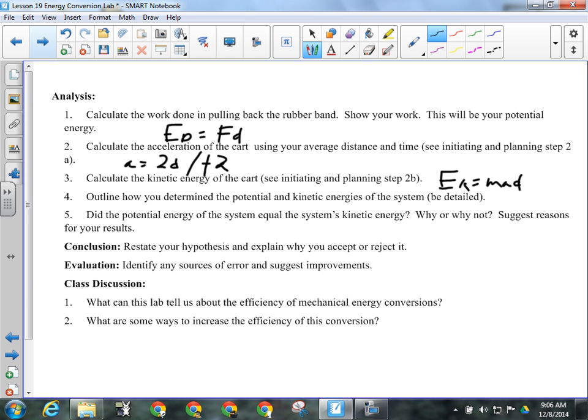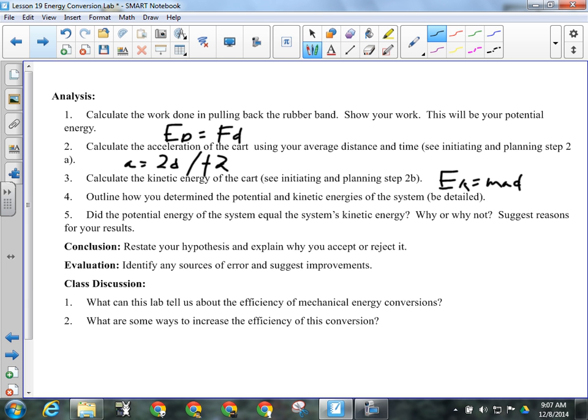And then number 5, did the potential energy of the system equal the system's kinetic energy? Why or why not? Suggest reasons for your results. That's where I was saying you have some qualitative observations you're probably not writing down that your group might have that help you determine where some of that energy went. So listen, feel, watch for those kinds of things during the lab.